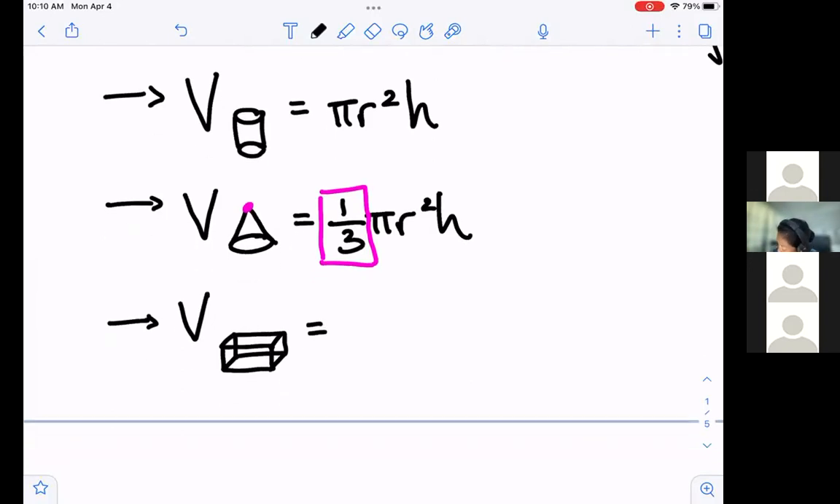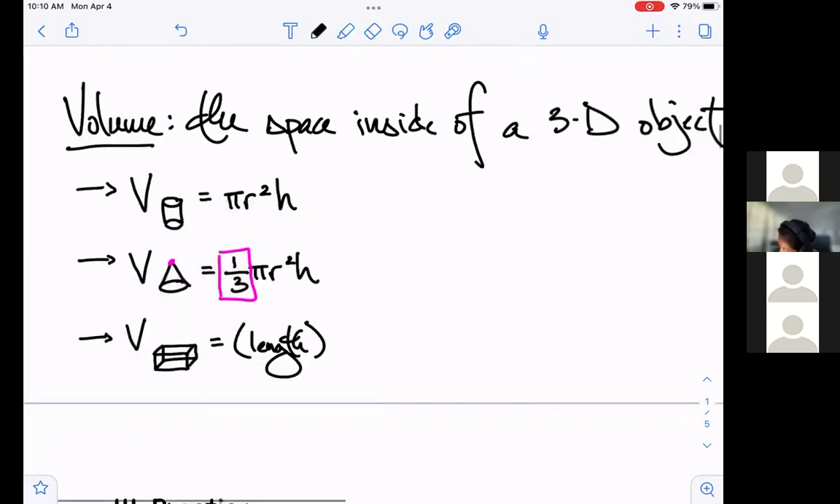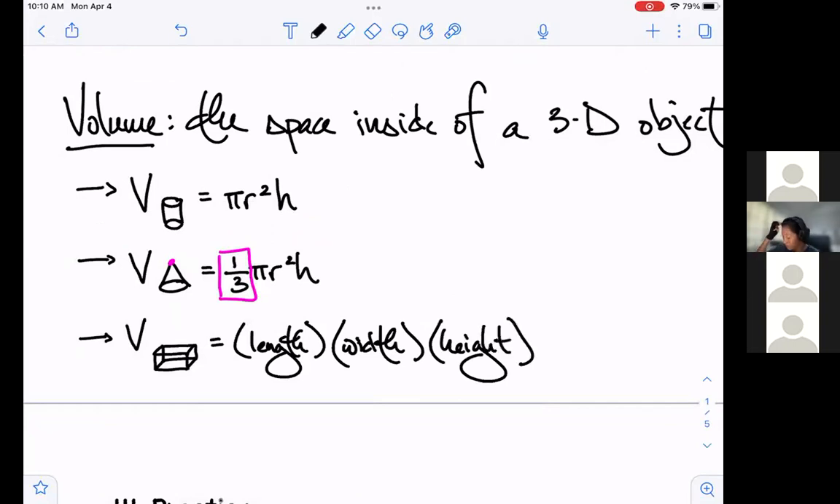So we have our length times the width times the height, right? And that will indeed give us the volume.